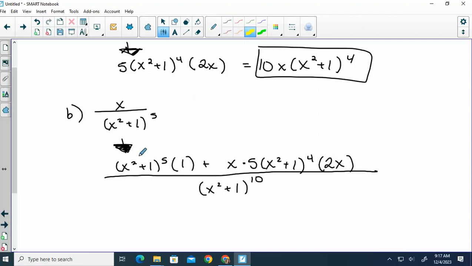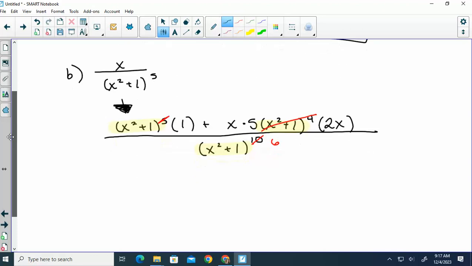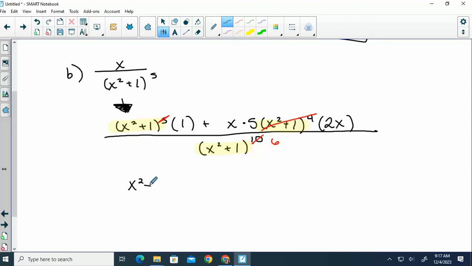So you will notice we have an x squared plus 1 in every term. So we can cancel the smallest exponent. We have a 5, 4, and 10. So we can take out all 4 of these. That would leave 1 of these and 6 of those. So we have an x squared plus 1. Over here, x times 5 times 2x is 10x squared. Over x squared plus 1 to the 6.